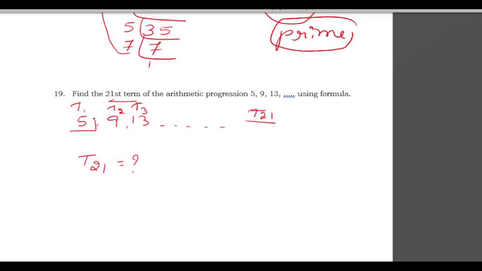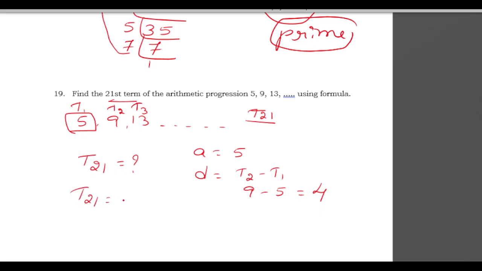So what is given? The first term is A equal to 5. And we know that D is equal to T2 minus T1, second term minus first term, that is 9 minus 5. 9 minus 5 is equal to 4. So put the values here.